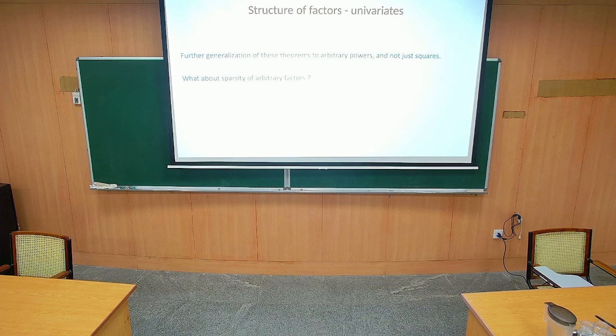What about sparsity of arbitrary factors? So this is somehow about computing squares and square roots and cube roots, things like that. What about sparsity of arbitrary factors? This we know can be really bad, right? This is because of examples like this, where this polynomial has two terms and this has n terms. So yeah, here things can be bad.